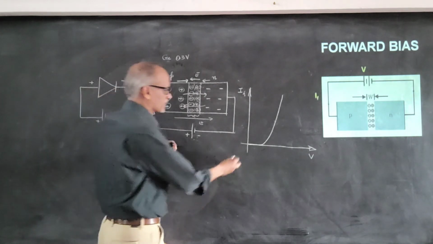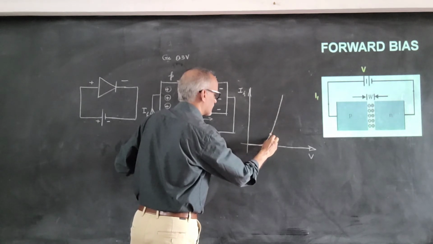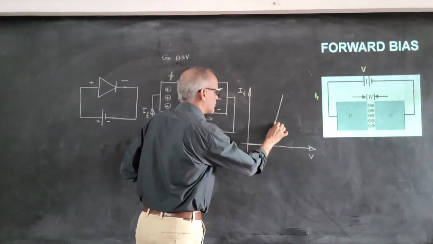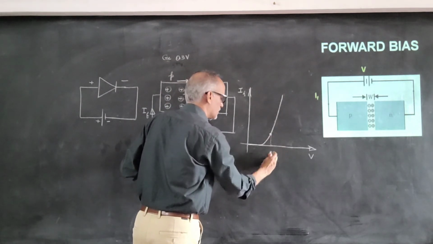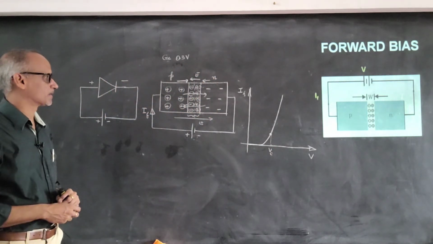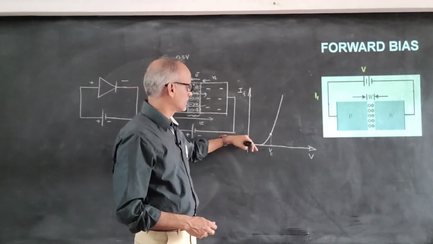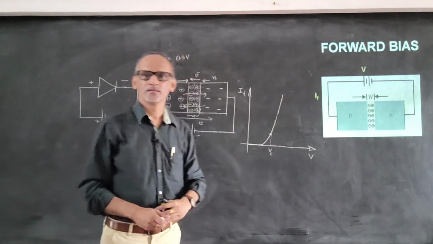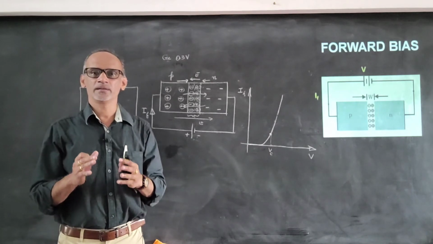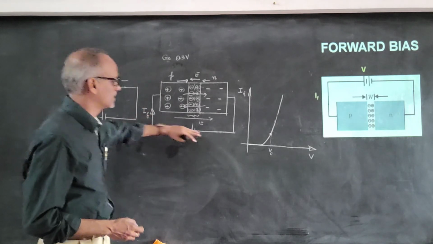So we have a voltage beyond which the current rises sharply. This is called the knee voltage, or the cut-in voltage. So this is how we mark it. And since the current rises very sharply, this particular device, the diode, offers very low resistance. Therefore, in forward bias, a large current flows.